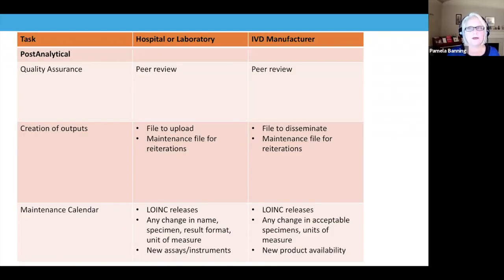Regenstrief has an option to do a search to see if anything's been newly deprecated, but also have a checklist internally. If your LIS makes any changes to name, specimen, result format, units of measure, or you bring in any new instruments, or you bring in new assays, or you bring in replacement assays, those should all be at the tip of your finger as the database administrator that LOINC needs to be looked at again for that assay. Next slide.